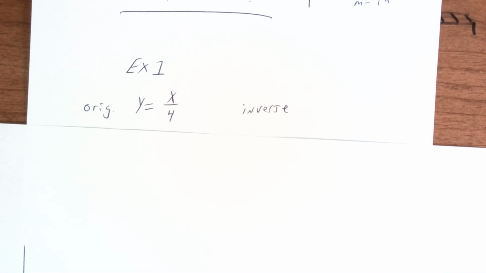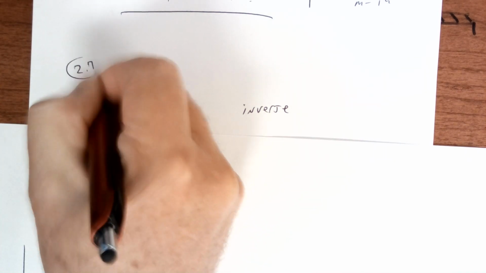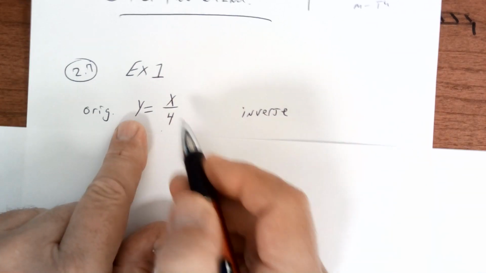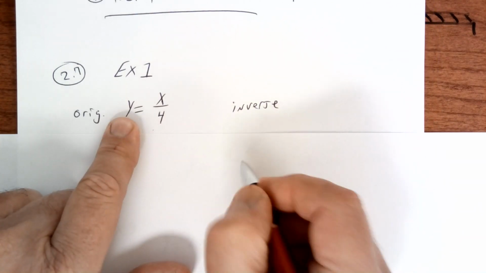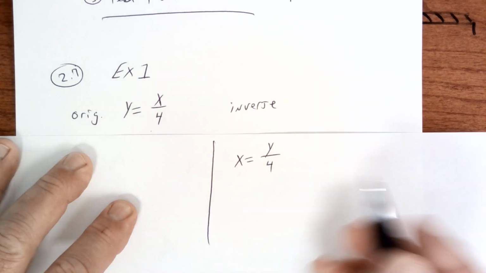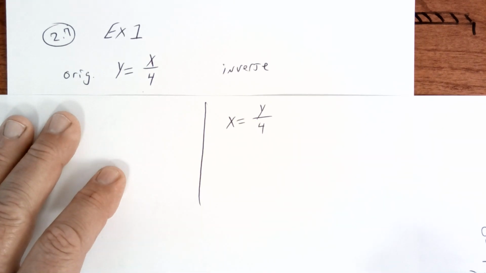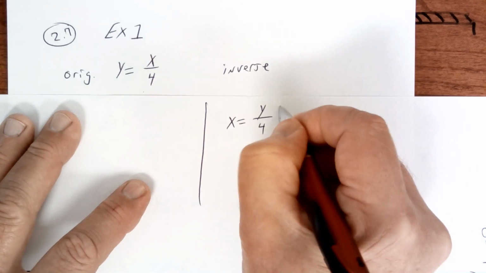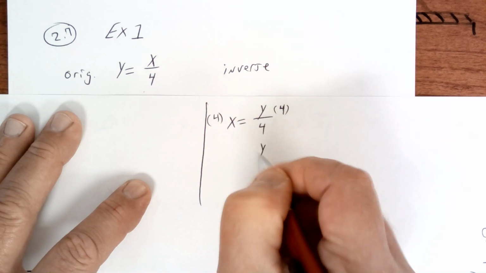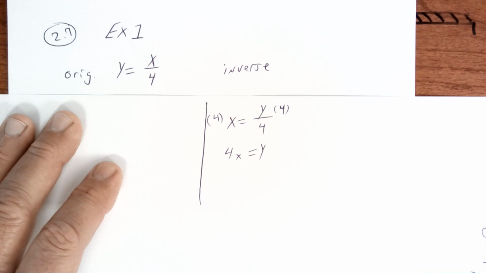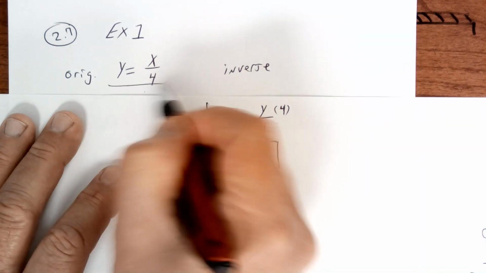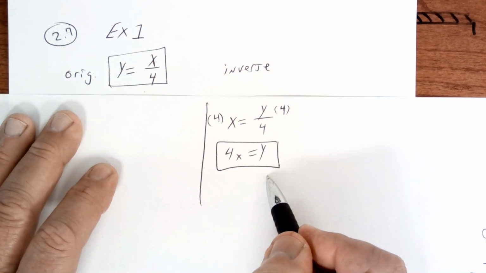I think this is 2.7. I'm not positive. In any event, the way you do the inverse is you switch the x and the y. So you put the x here and you put the y up here. And once you switch it, step one is the switch. Then you got to solve for y. So I'm going to multiply by 4 here. And when I multiply by 4, I get y is equal to 4x. So now I have the inverse function. This is the original function, and this is the inverse function.